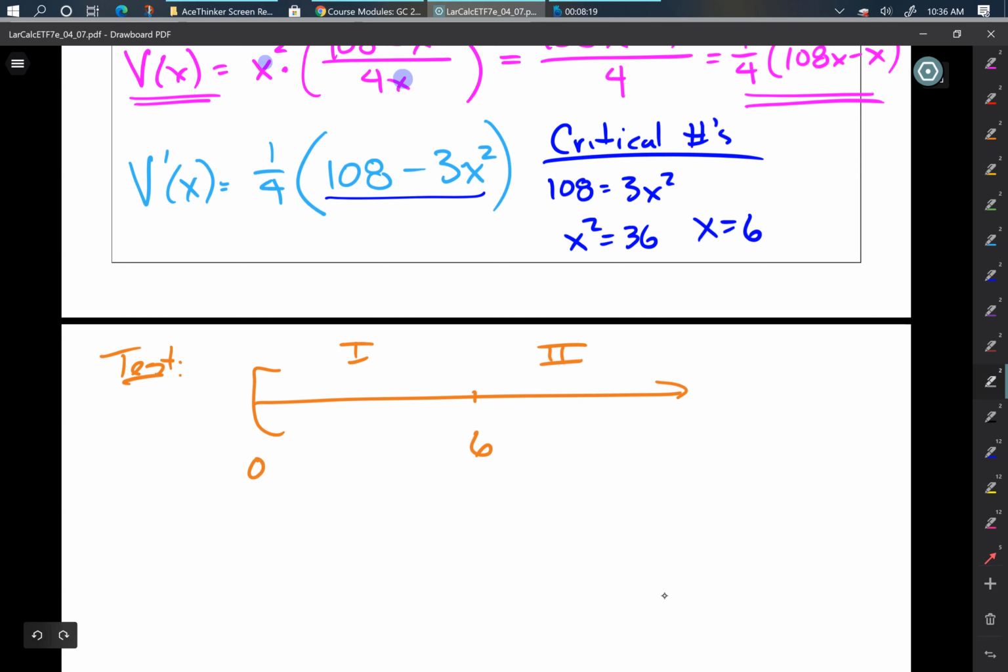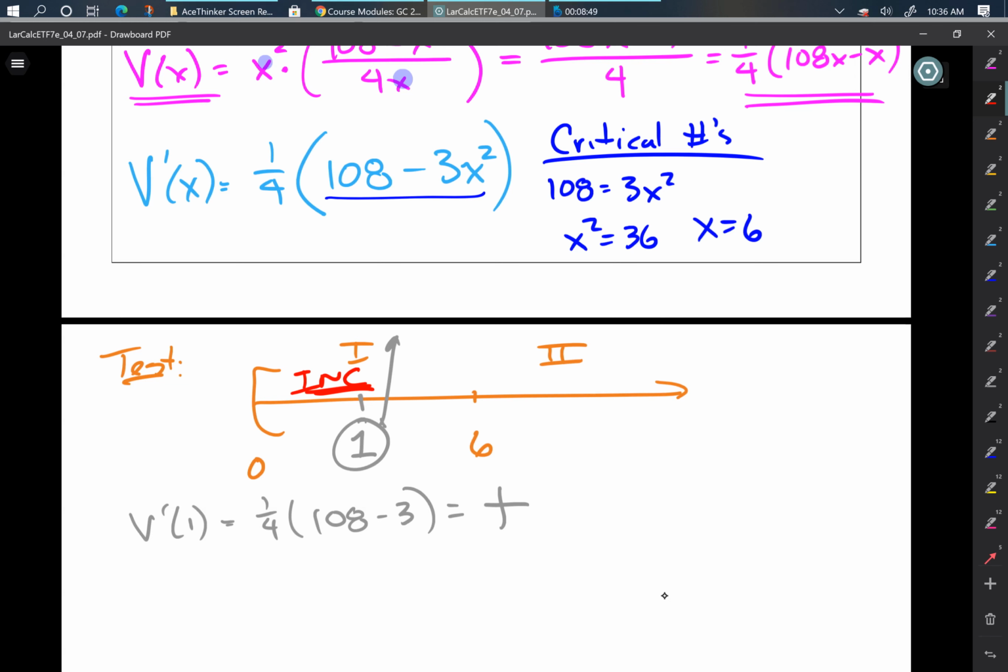I'll test interval number 1. I'm going to pick the number 1 and put it into that first derivative, and I'll see whether that makes it positive or negative. So v prime of 1 is going to be 1/4 times (108 minus 3), which is a positive number, which means that on interval number 1, we have an increasing function, which is what we're hoping for, because what was our job? Our job was to maximize the volume. So if this is our critical number and we want that to represent a maximum, it better be increasing to the left and decreasing to the right.